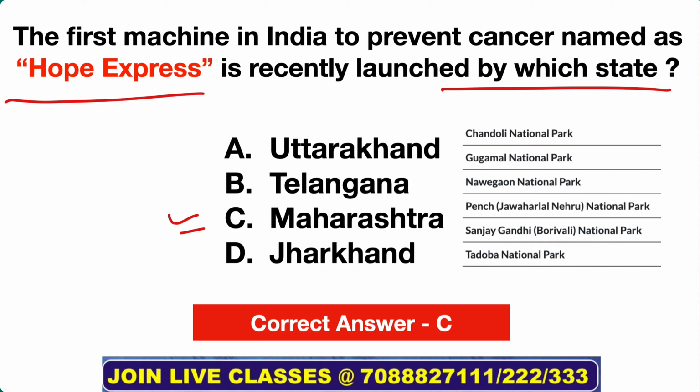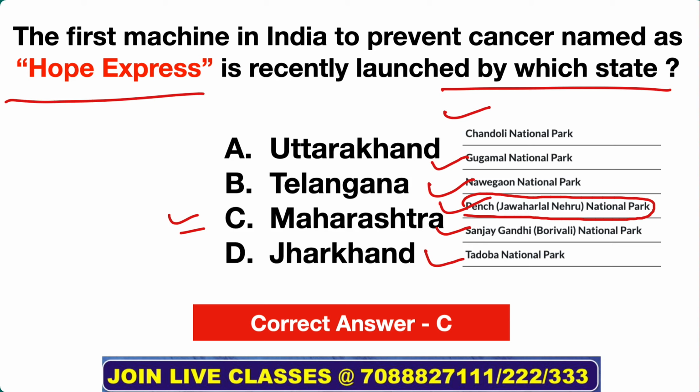Let me tell you the national parks. There are six to seven national parks. There are Chandoli National Park, Gugamal National Park, Navegaon National Park, Pench. And Pench is also in Madhya Pradesh, Pench Tiger Reserve, and Sanjay Gandhi National Park and Tadoba National Park. These are the important six national parks located in Maharashtra. So you have to remember these, okay?